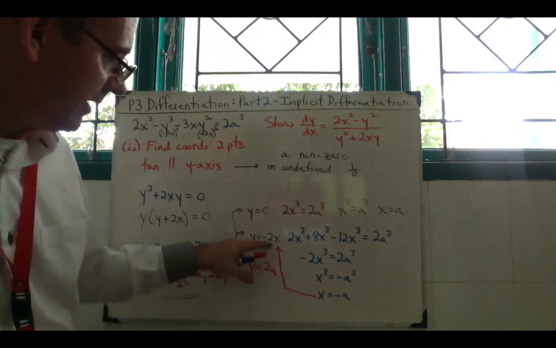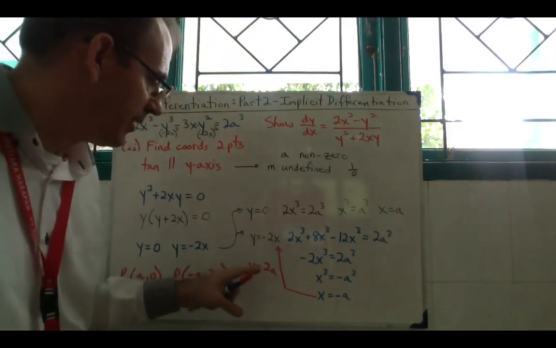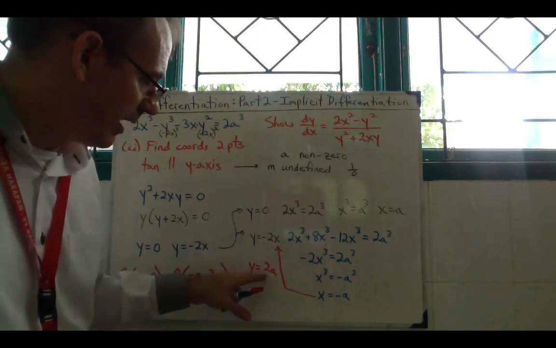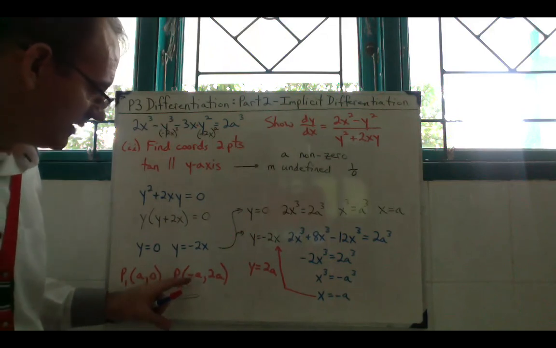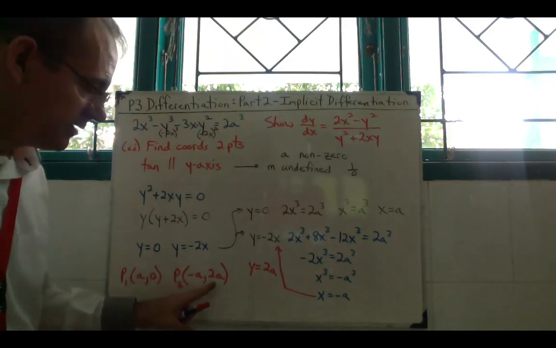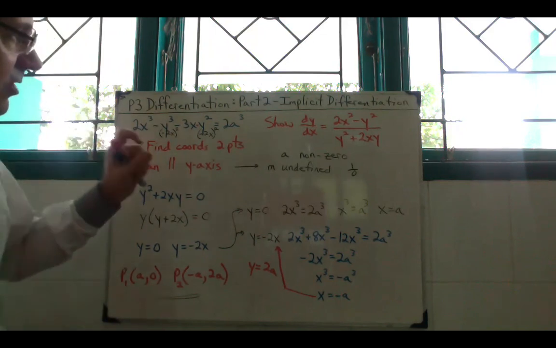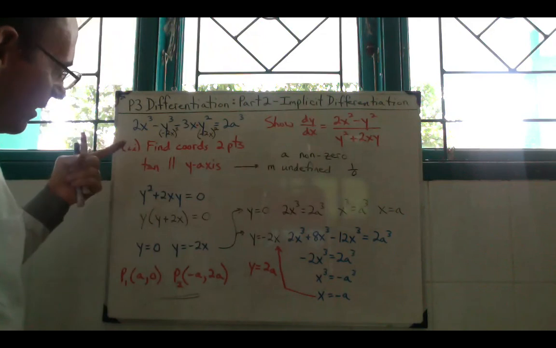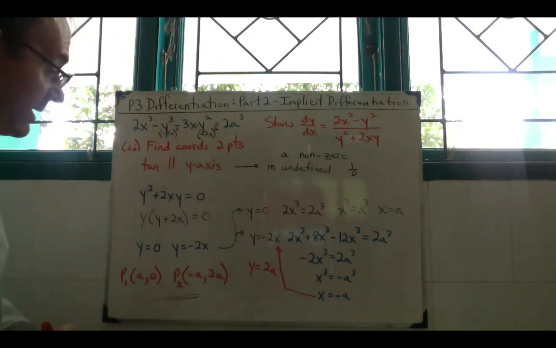We need to plug that into our y equals negative 2x because we still have the variable there. Plug in the negative a, and that gives us y equals a positive 2a, so that our second point is (negative a, positive 2a). Here are the 2 points on the curve that have this slope, which is also parallel to the y-axis.